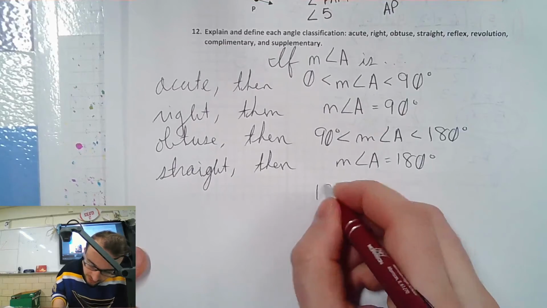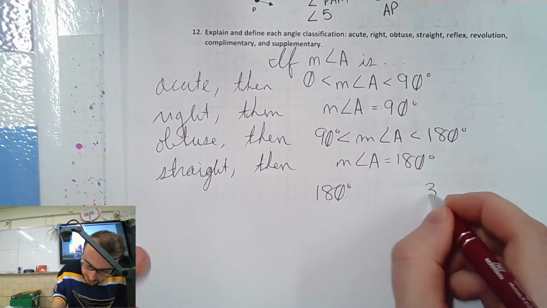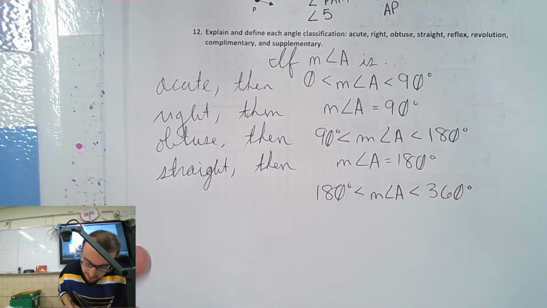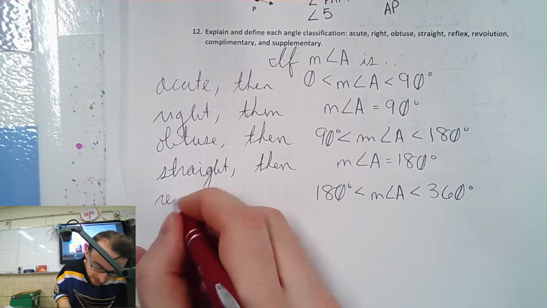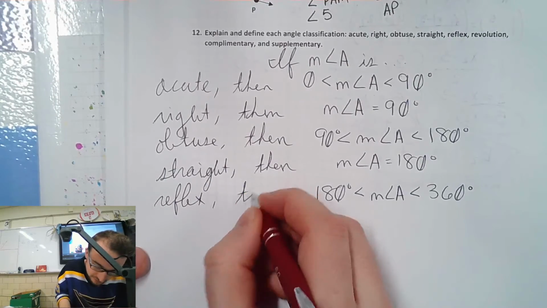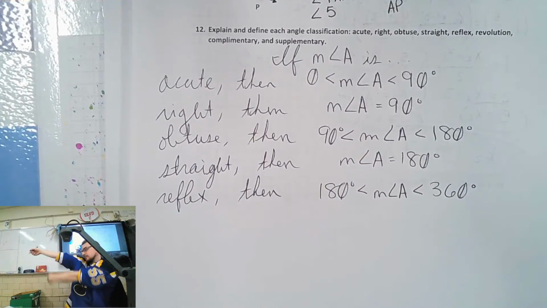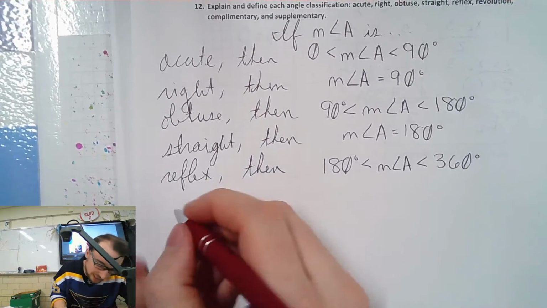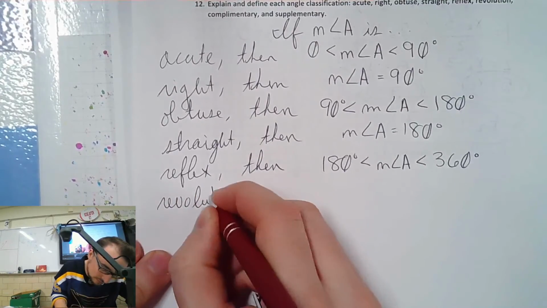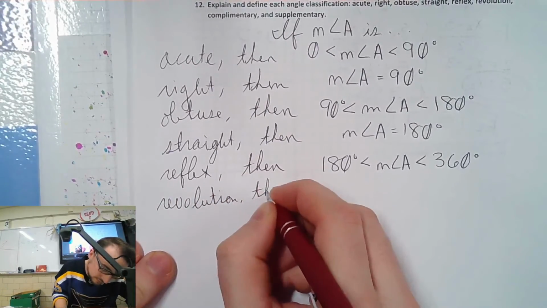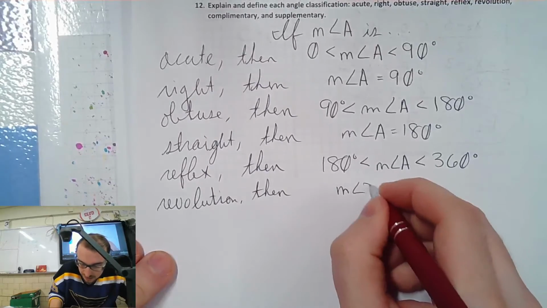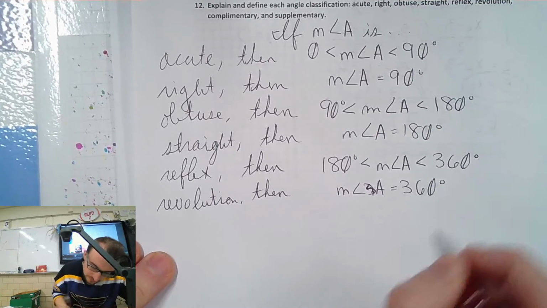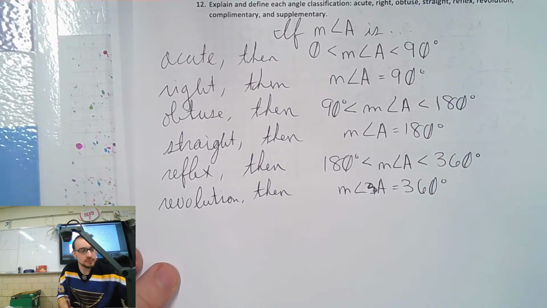And if it's between 180 and 360, that's a lot of territory to take up. But if it's between those, then we call it a reflex angle. That's the one where it's like hyperextension, right? There's 180. Further than that is reflex. And then we have, if it's a revolution, then it is exactly 360, right? A revolution, right?